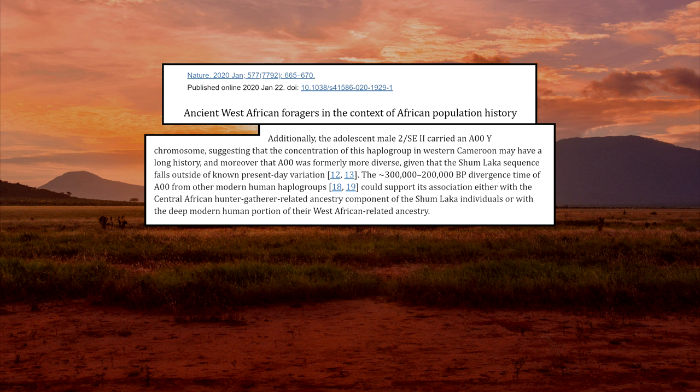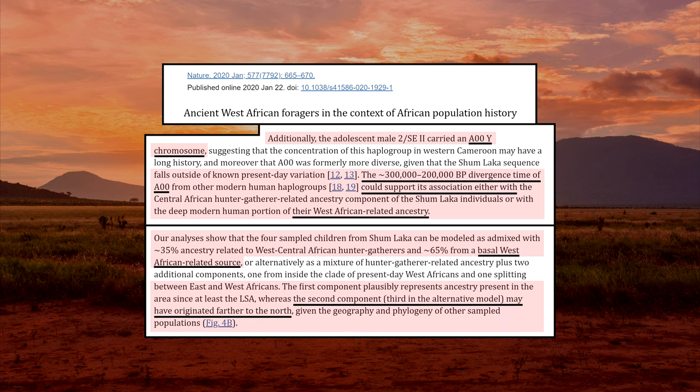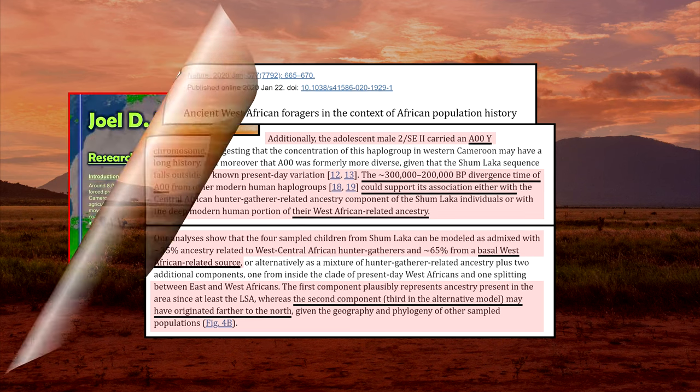Furthermore, according to the third article, ancient West African foragers in the context of African population history, the remains of Shum Laka foragers, who lived 3,000 to 8,000 years ago in Western Cameroon, were analyzed and one of them possessed A00. And the portion of the Shum Laka forager's ancestry from which he inherited A00 may have been the West African-related portion, which may have come from north of Cameroon, which indicates North Africa.